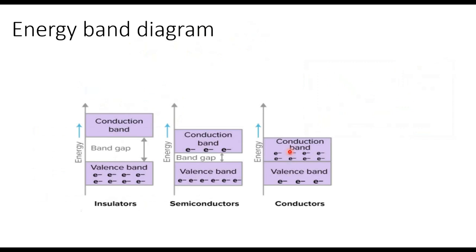Okay. See here, this is an energy band diagram, valence band, conduction band. So this is a gap called as band gap or forbidden energy gap. It is denoted by E g.